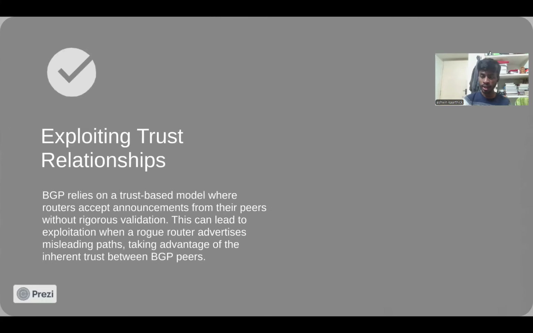It also exploits the trust relationships. BGP relies on a trust-based model where routers accept announcements from their peers without rigorous validation. This can lead to exploitation when a router advertises misleading paths, taking advantage of the inherent trust between the BGP peers.